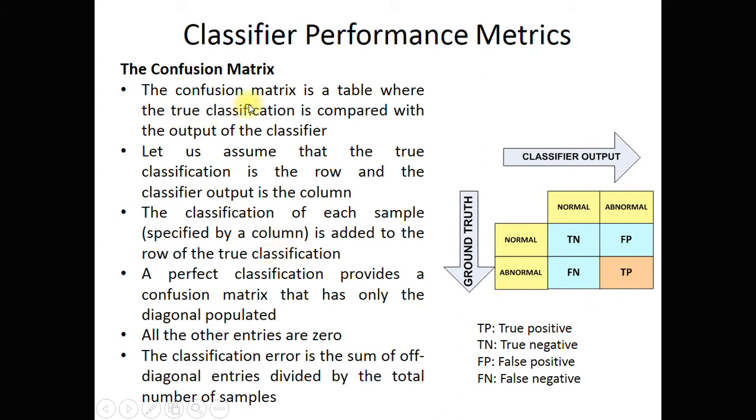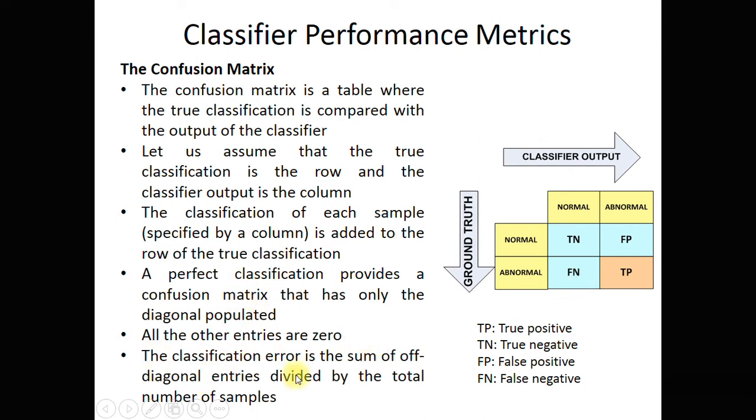So the confusion matrix is necessarily a table or a matrix where the true classification is compared with the output of the classifier. Let us assume that the true classification is the row and the classifier output is the column. Classification of each sample is added to the row of the true classification. A perfect classification provides a confusion matrix that has only the diagonal populated. So if the classifier is ideal, you will have 200 here, 200 here, okay, and 0 here, 0 here. All other entries are 0.